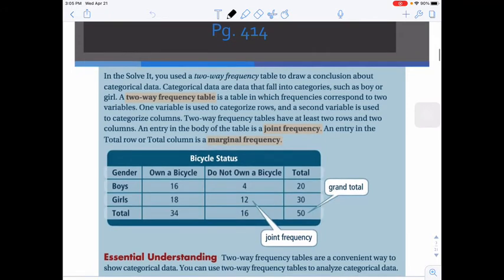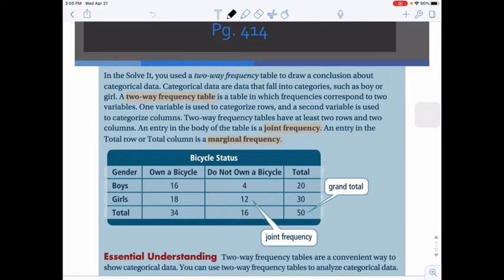On page 414, in the Solve It, you used a two-way frequency table to draw a conclusion about categorical data. Categorical data are data that fall into categories such as boy or girl. A two-way frequency table is a table in which frequencies correspond to two variables. One variable is used to categorize rows, a second variable is used to categorize columns. Two-way frequency tables have at least two rows and two columns.